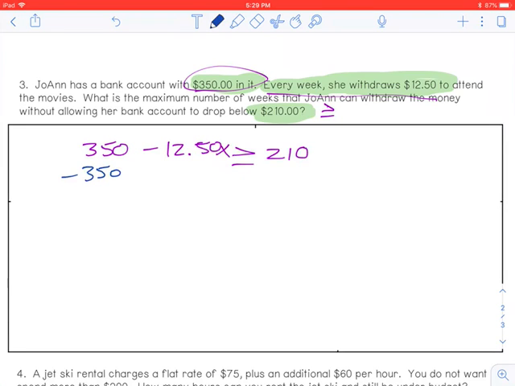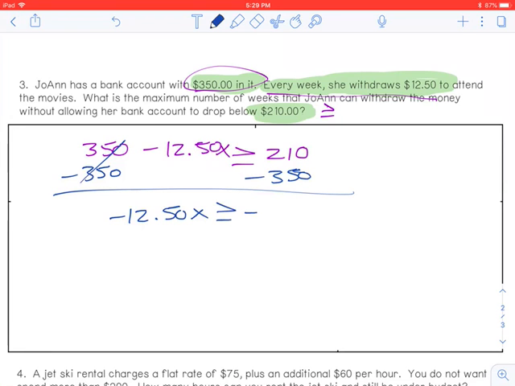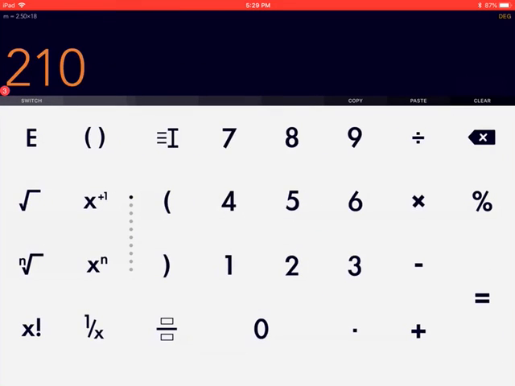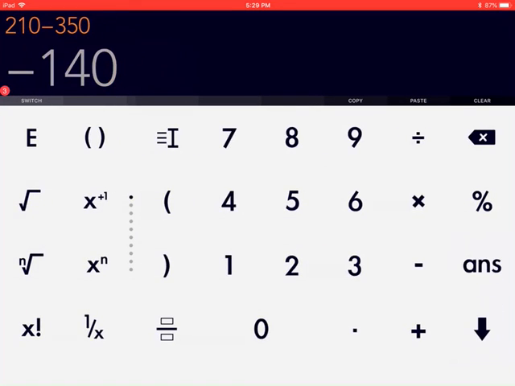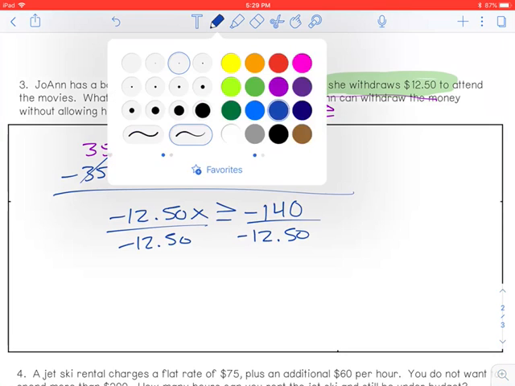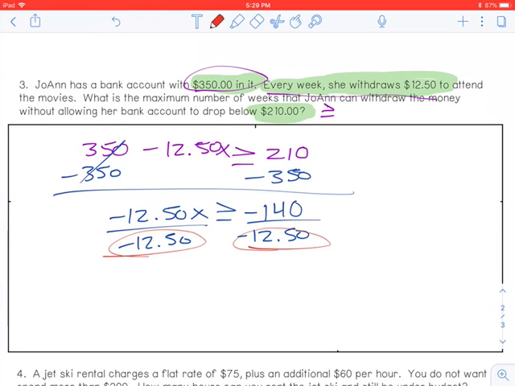350, subtract 350 from both sides, get negative 12.50x greater than or equal to negative, what is that? 210 minus 350. 210 minus 350, negative 140. And then I divide by negative 12.50. And hopefully we'll remember something here. And that is dividing by a negative.